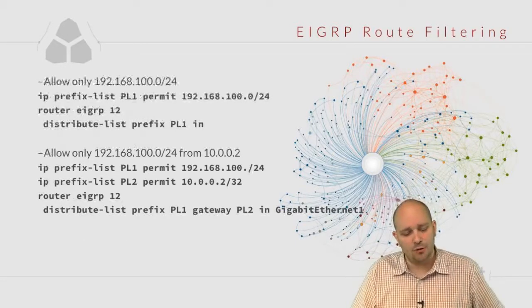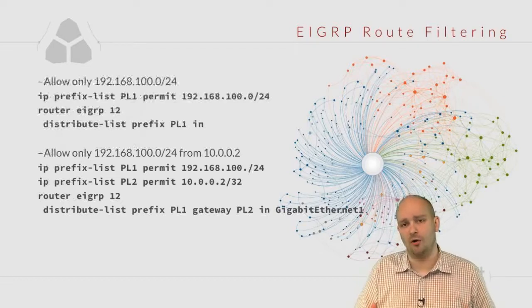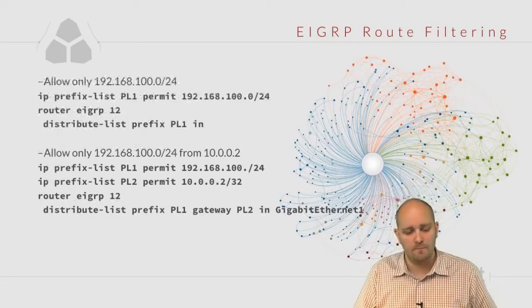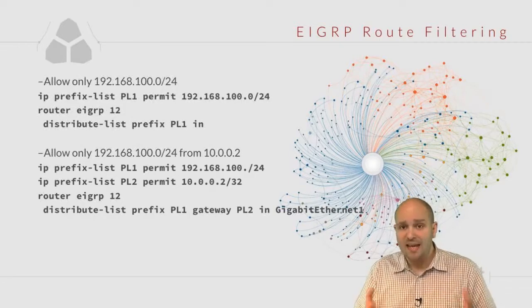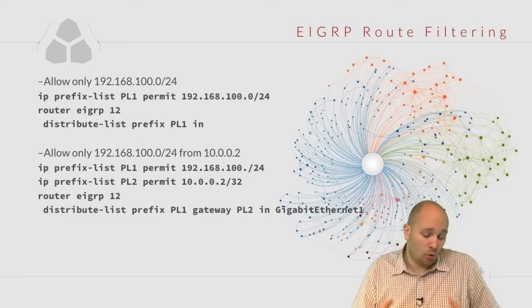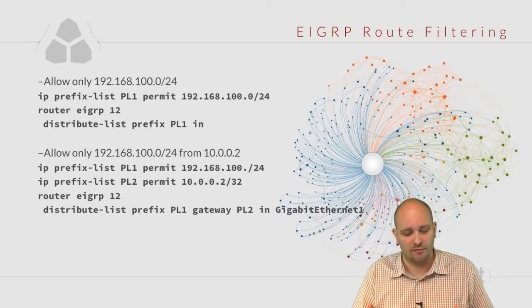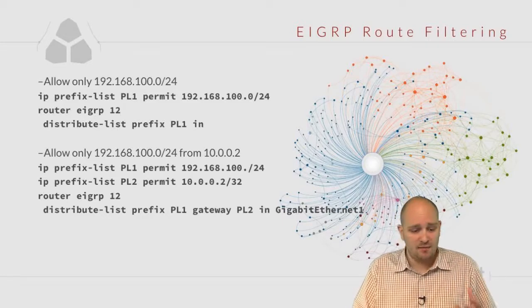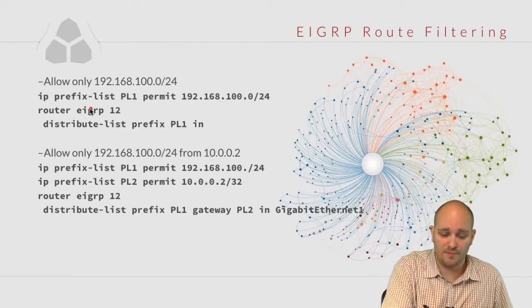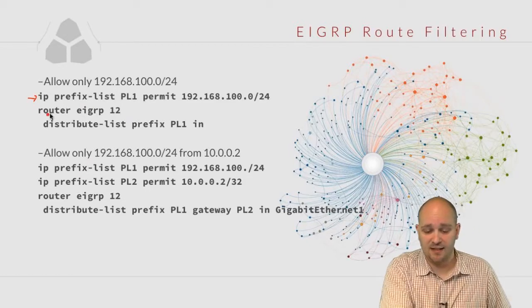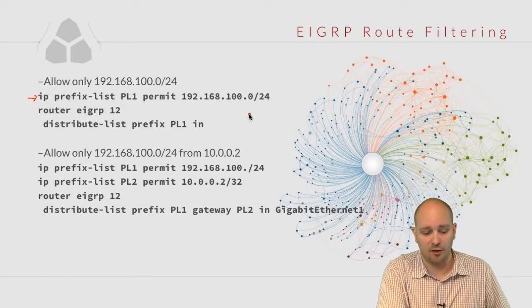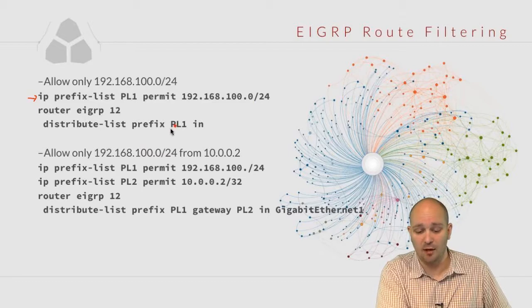Let's say that we wanted to configure our network to allow only routes inbound, that only one route, which is 192.168.100.0/24. Now, this can be done, for example, by specifying the prefix list that is going to permit this one particular route. And then in the EIGRP process, we are going to say distribute-list prefix PL1 in.